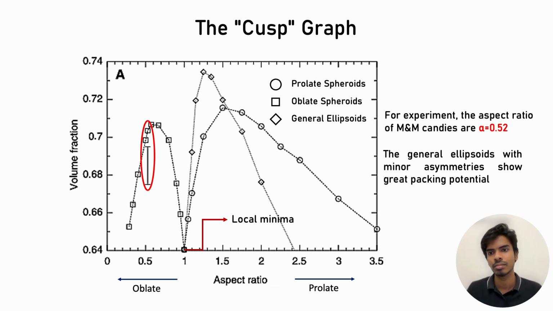You can ask the question, why, as we increase the aspect ratio, does the volume fraction decrease after some certain point? Well, it has a lot to do with the shape irregularness. I think you can understand it with the next slides. Let's go forward.